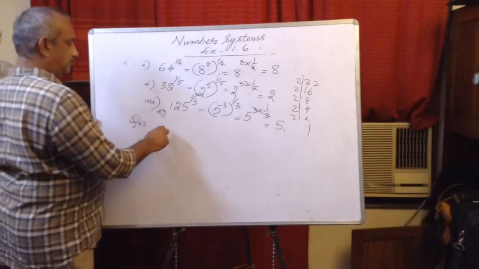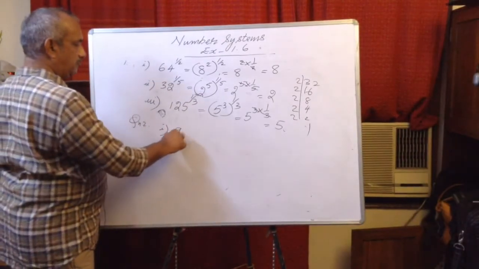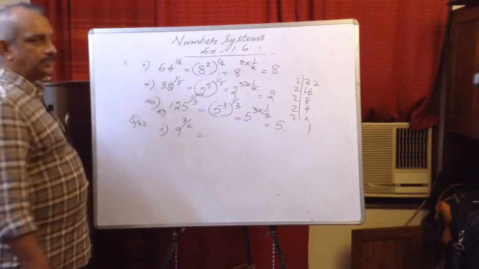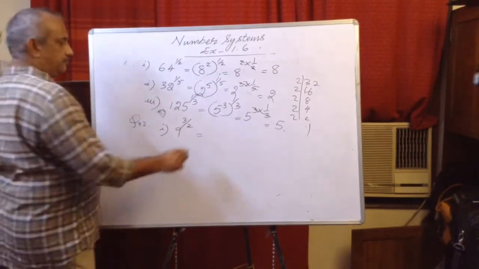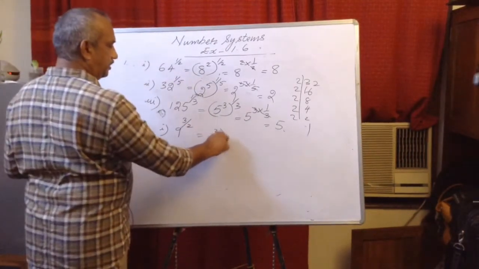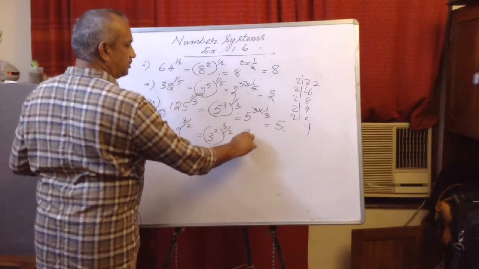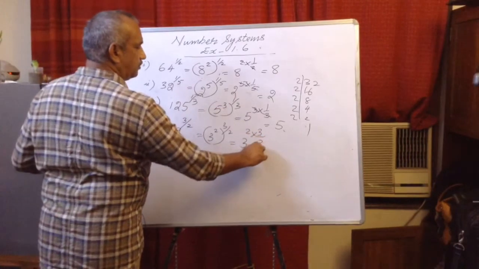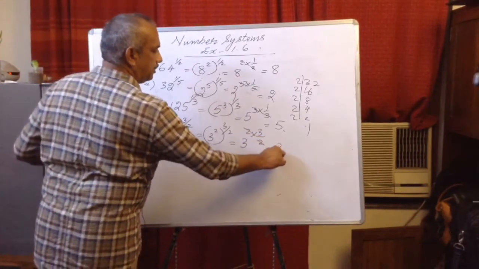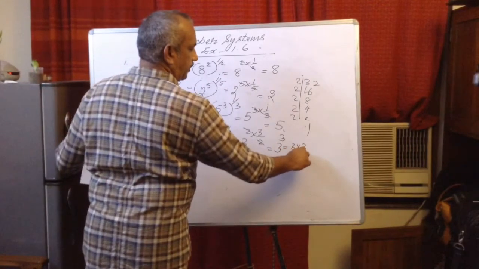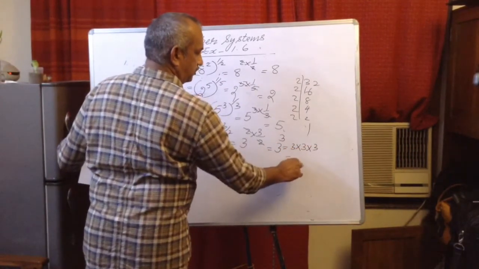First one, same only, 9 raised to 3 by 2. Now you look at the denominator only. 9 is the square of 3. So 3 square the whole raised to 3 by 2. Again 3 raised to 2 into 3 by 2. 2 gets cancelled. 3 cube. 3 into 3 into 3. What is 27?